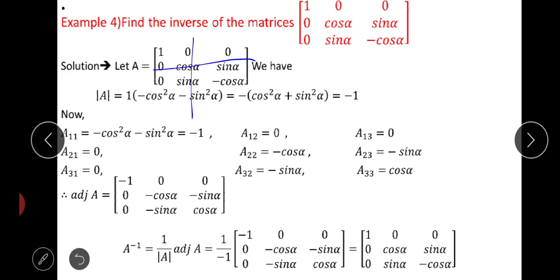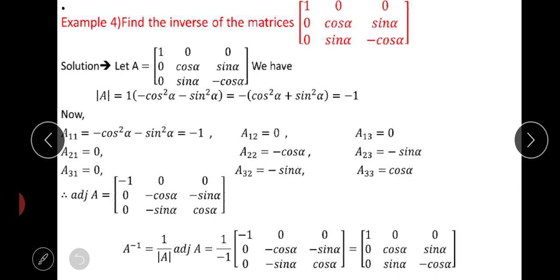The cofactor of A22 is minus 1 to the power 4, which is plus 1, so plus 1 into cos alpha is cos alpha. Then the cofactor of A23: delete the second row and third column, sin alpha into 1, sin alpha, minus 0 into 0, 0. The cofactor of A23 is minus 1 to the power 2 plus 3, which is 5, and minus 1 to the power 5 is minus 1. Minus 1 into the minor of A23, sin alpha, gives minus sin alpha.